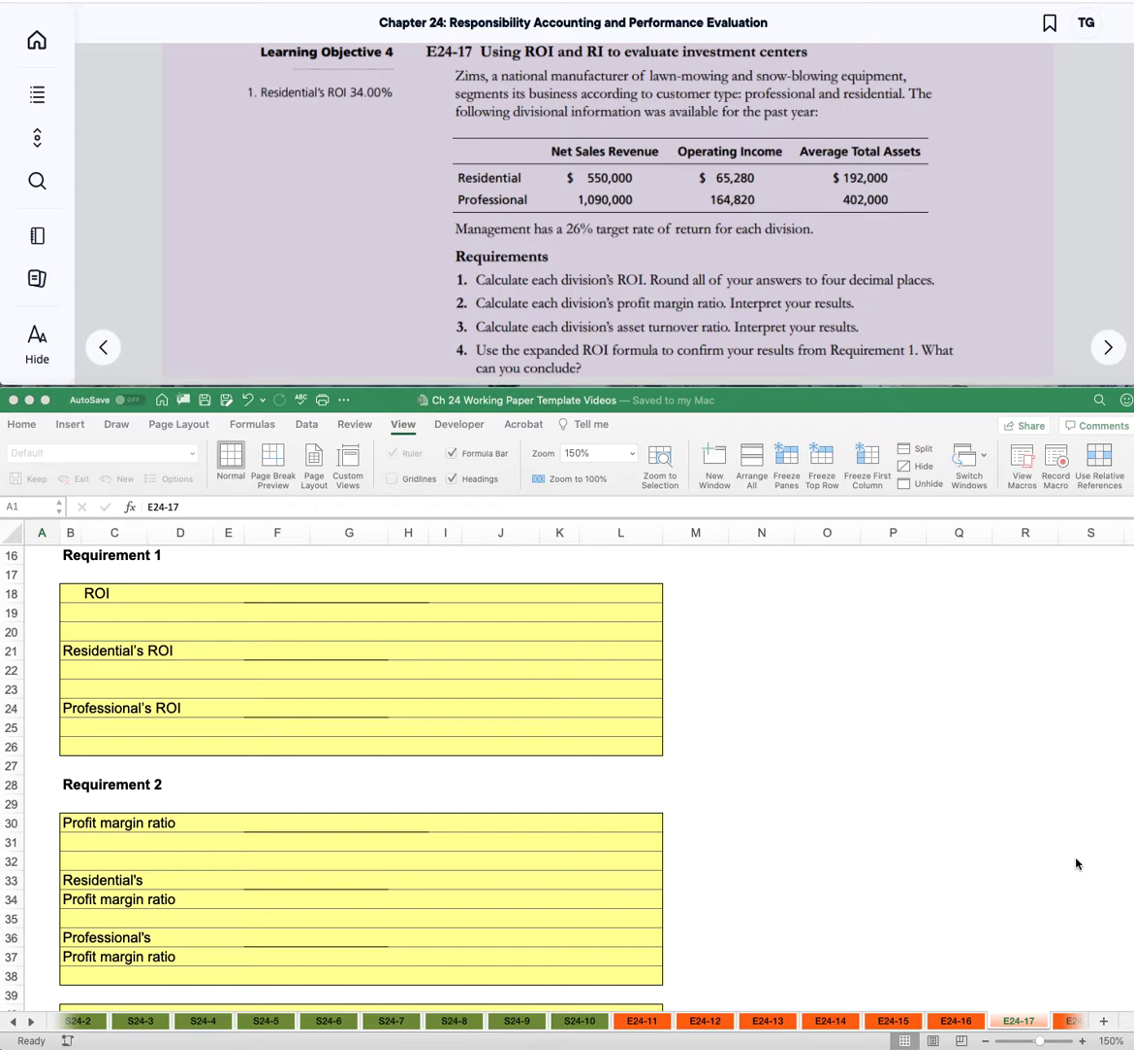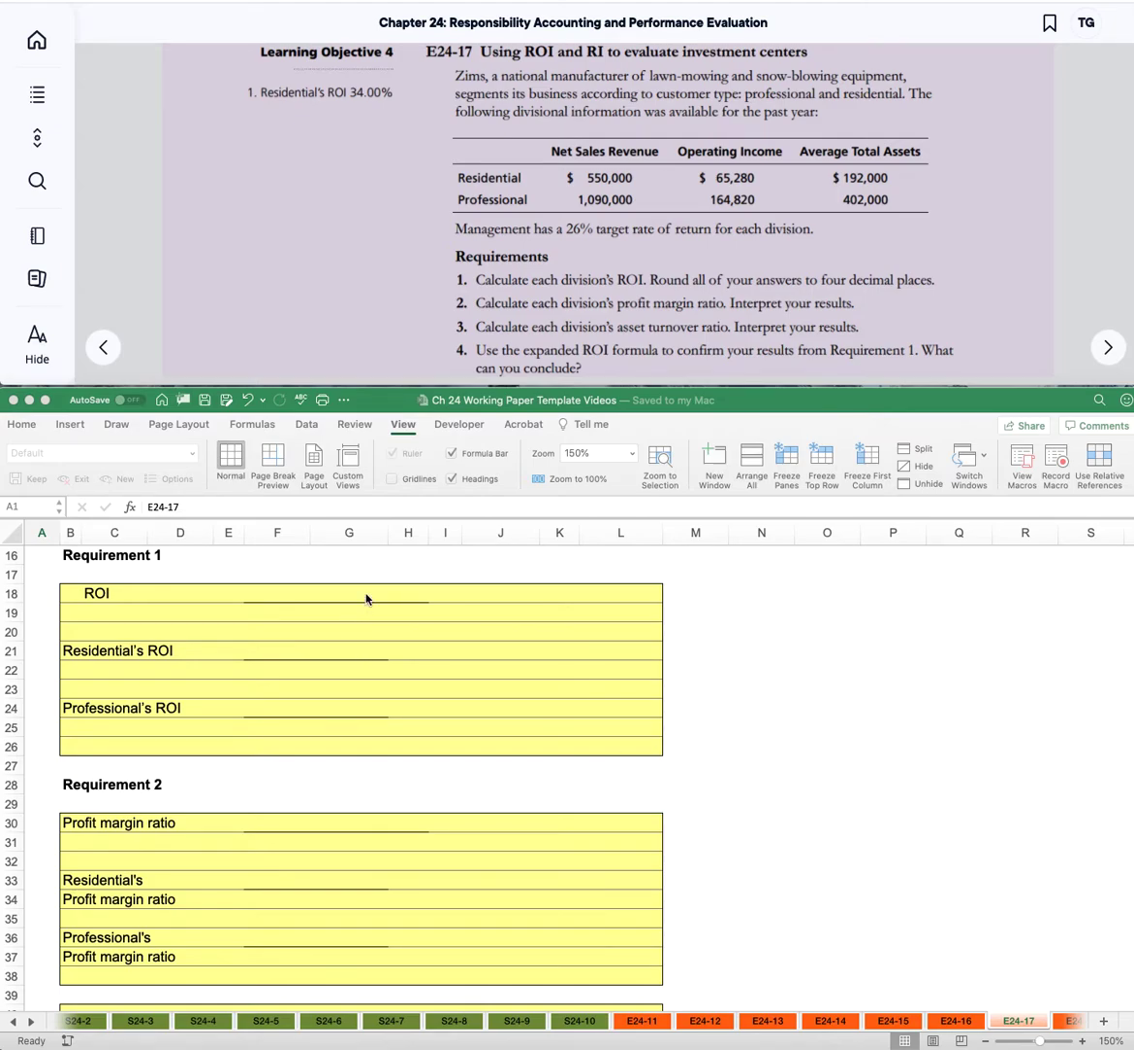Calculate each division's ROI, round all of your answers to 4 decimal places. Calculate each division's profit margin ratio, interpret your results. Calculate the asset turnover ratio, interpret the results, and use the expanded ROI formula to confirm the results from requirement 1, and what can we conclude.